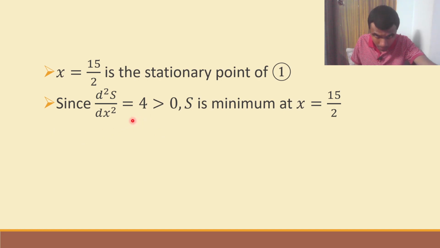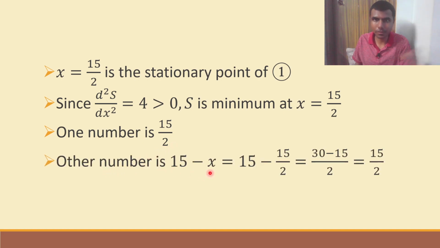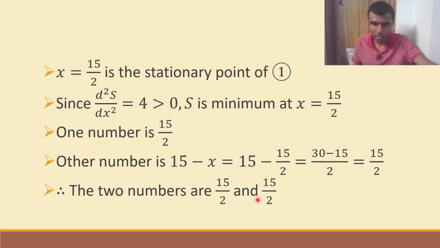Now, see, our x is 15 by 2. If you remember, I took one number as x, other number as 15 minus x. So, one number is 15 by 2. Other number is 15 minus x, which is equal to 15 minus 15 by 2. Take LCM. 15 cross 2 is 30. 30 minus 15 is 15. So, 15 by 2. So, the two numbers are 15 by 2 and 15 by 2. These are the two numbers which they had asked us to find and we found out.